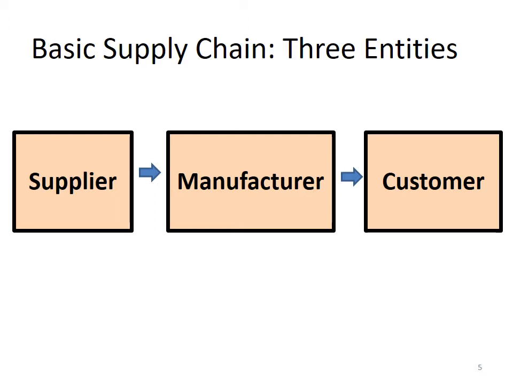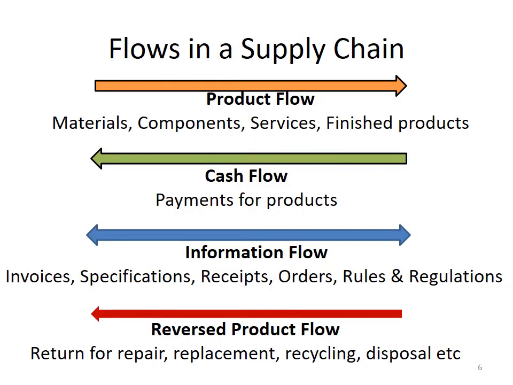Your relationship with the supplier we call the upstream of the supply chain, and your relationship with your customer, we identify as the downstream of the chain. We can identify different types of flows in a supply chain. One is the product flow, which is happening from the supplier side to the customer side, in terms of materials, components, services, and finished products.